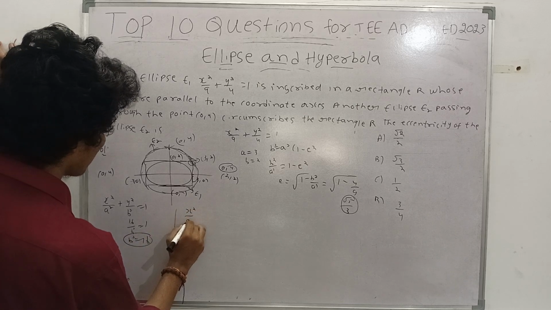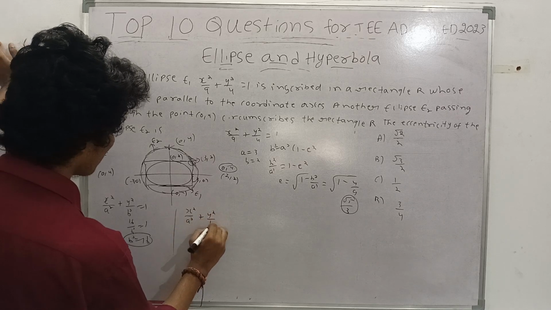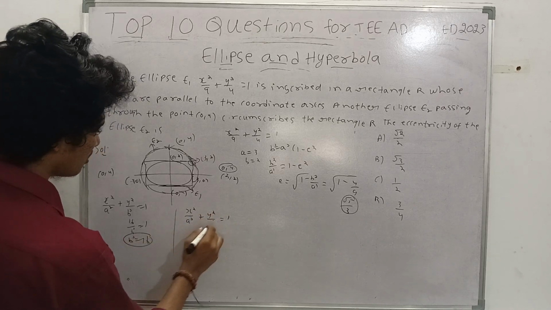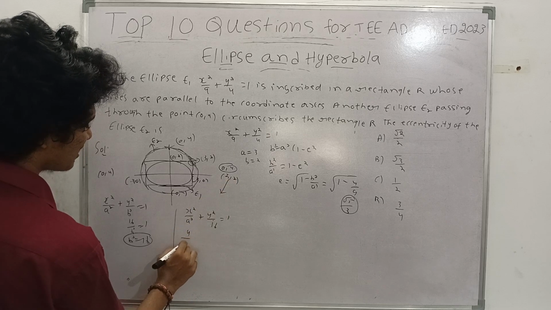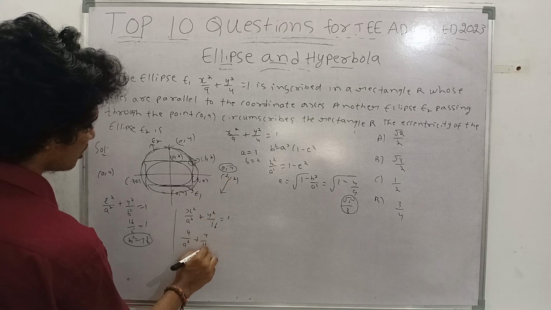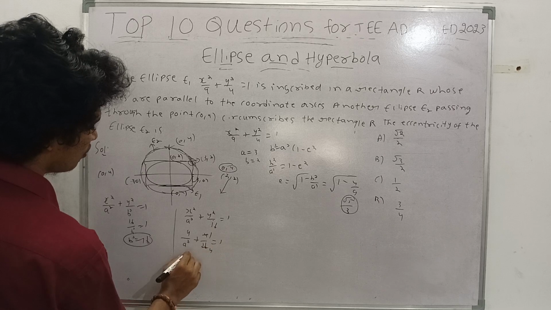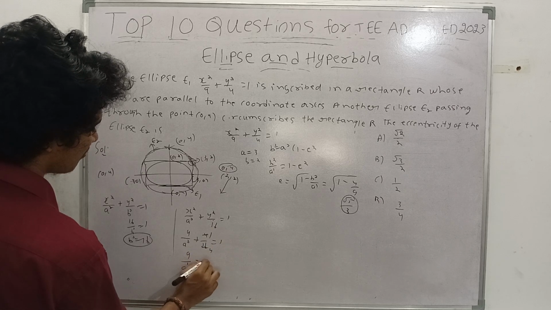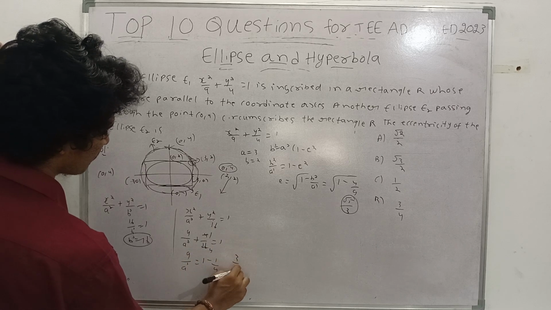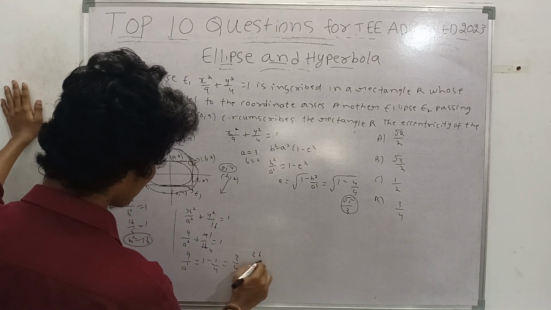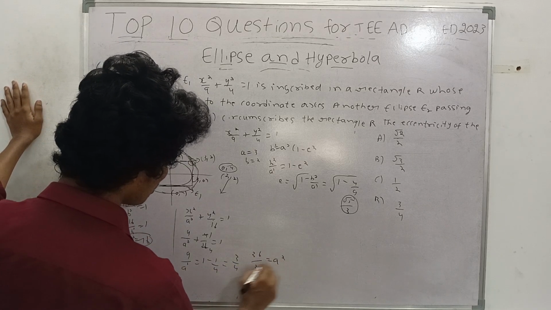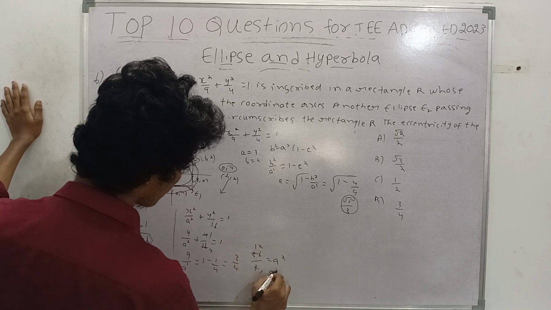So x square by a square plus y square by b square equal to 1. What is b square? 16. And I am substituting the point 3 comma 2 now. When it is 3, it will be 9 by a square plus 4 by 16 equal to 1. 1 by 4. 9 by a square equal to 1 minus 1 by 4. It is 3 by 4. So it will be 36 divided by 3 and it is a square. So it will be 12. So a square equal to 12.